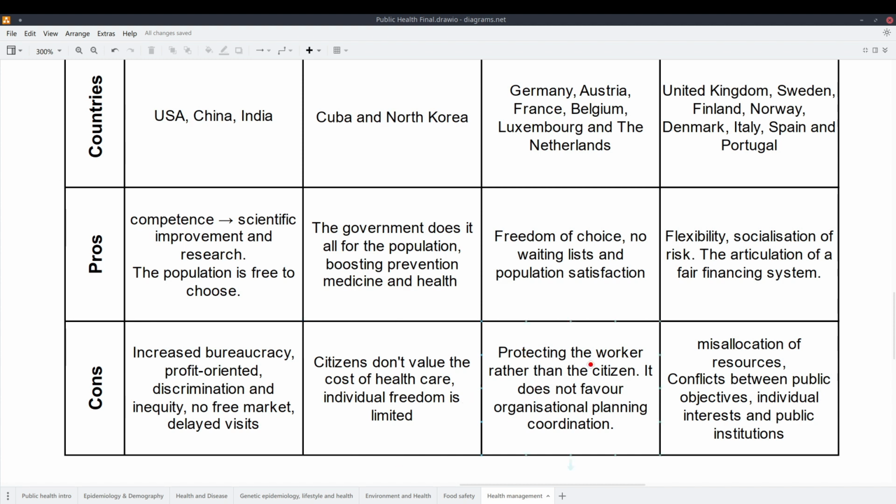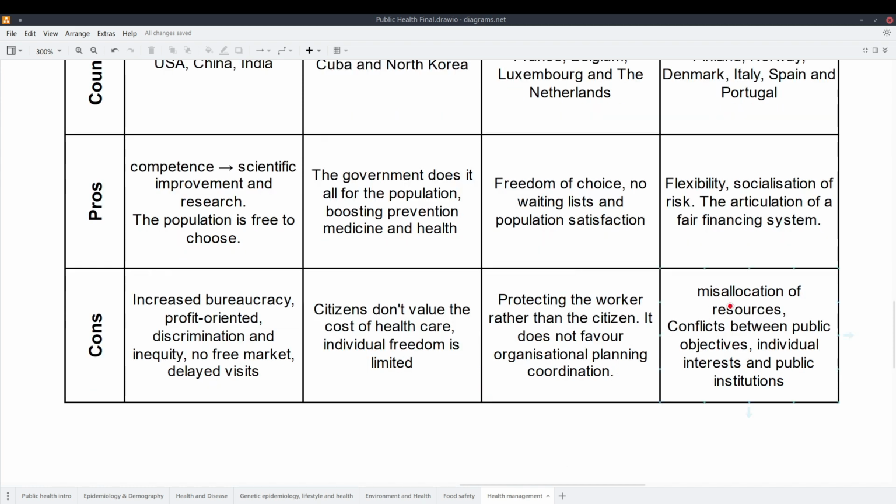Cons of the Bismarck model, protecting the worker rather than the citizen. It does not favor organizational planning coordination between the various healthcare systems. And then cons of the Beveridge model, misallocation of resources, conflicts between public objectives, individual interests and public institutions. So basically here, it's not always fair who to treat first, since everyone can access the healthcare system and it is not well organized, as well as there are a lot of waiting lists in this method, in the Beveridge model.